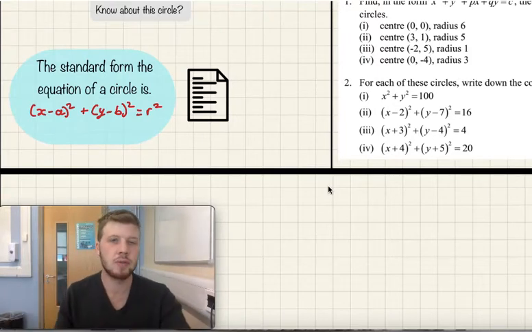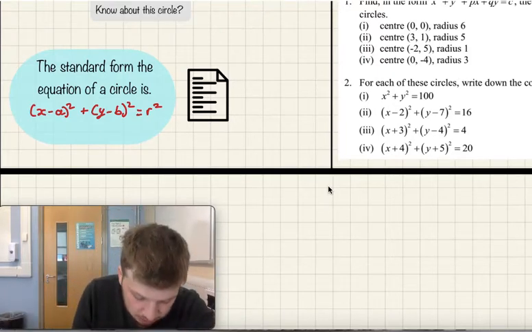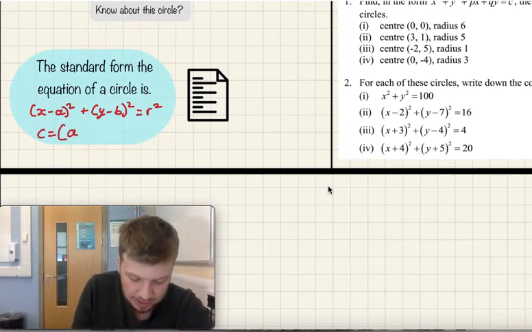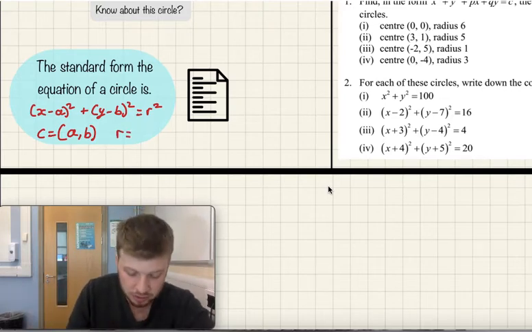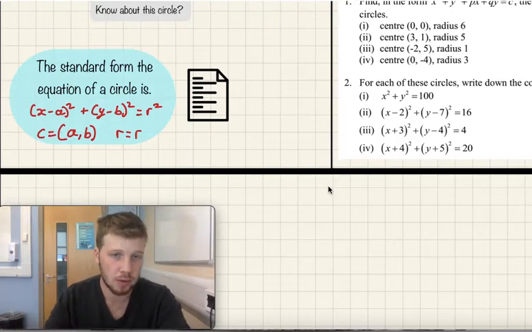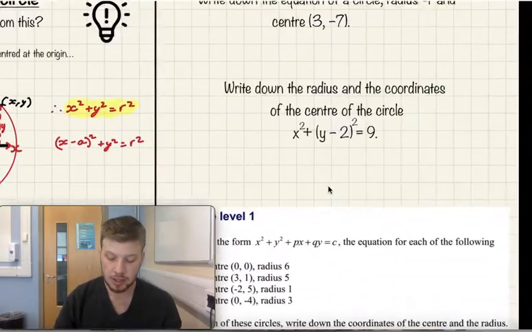And this is really useful because from here we can pick out the centre. I'm just going to denote that with the letter C, and that's going to be at the coordinate (a, b). And we also know that my radius is the square root of the radius squared, so you'd be able to work it out. So let's put what we know into practice.